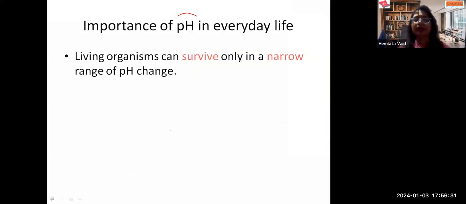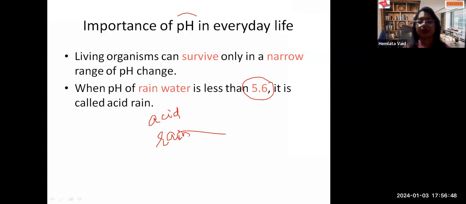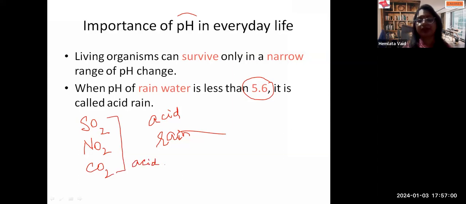Another thing is these small organisms, lower aquatic organisms, they get affected very badly. You must have heard about acid rain. Acid rain is the one which contains acids in it. Now, you very well know, you have learned in the previous classes that some gases like sulfur dioxide, nitrogen dioxide, carbon dioxide, they are responsible for acid rain.